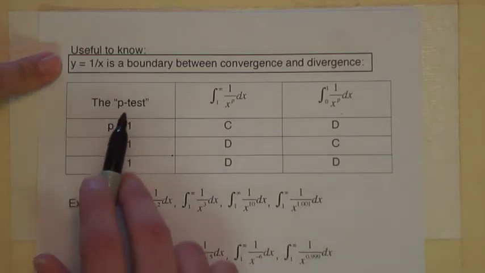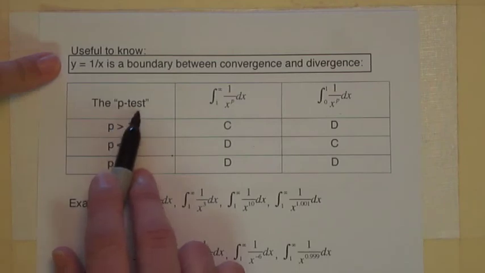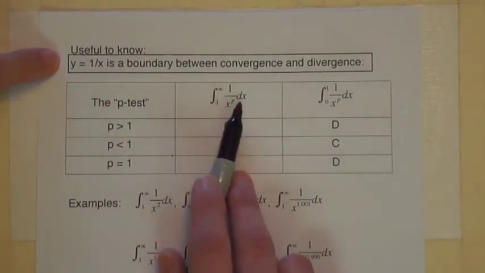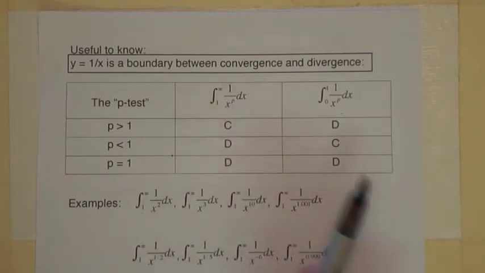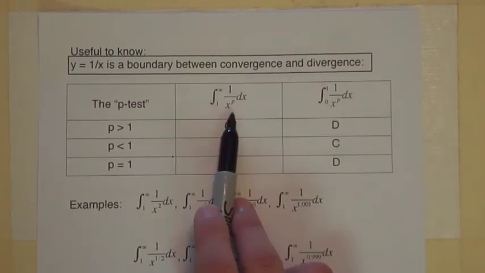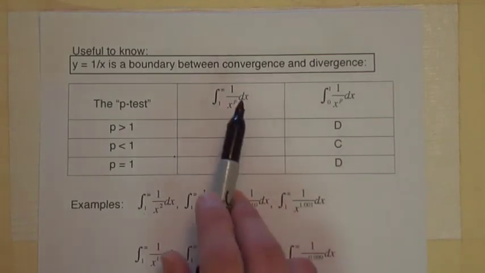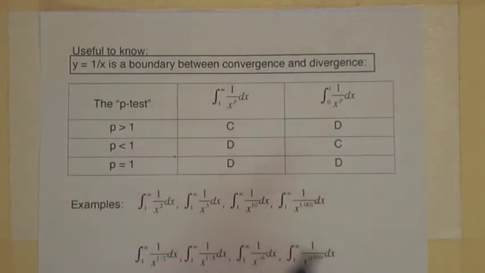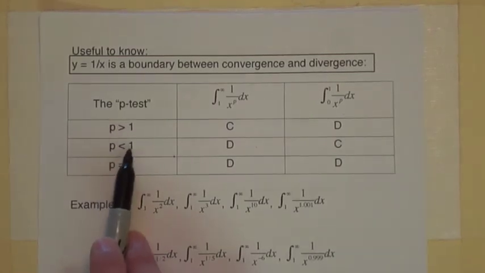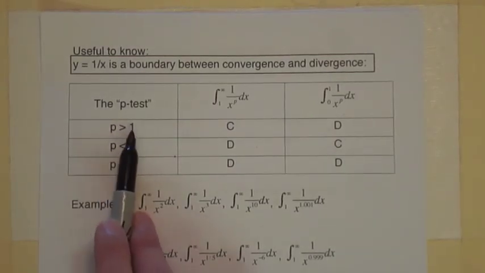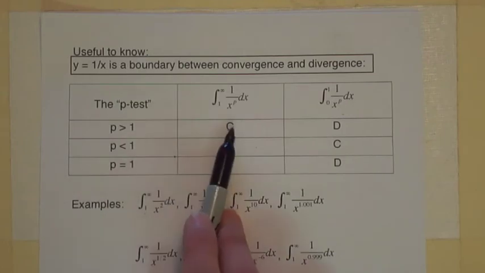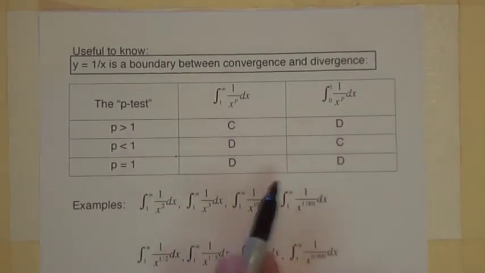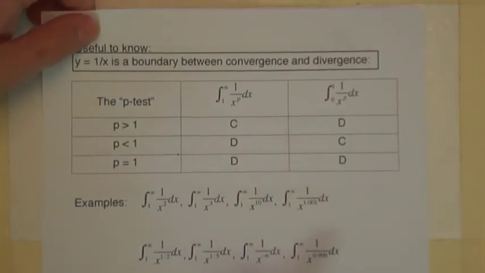And this chart, that some people call the p-test, tells you what happens to improper integrals of these two different types, the type 1 and type 2, for the very common function 1 over x to a power. And it turns out it's entirely governed by the p. If the power is greater than 1 or less than 1 or equal to 1, it converges or diverges. So I've laid it out in this little chart.